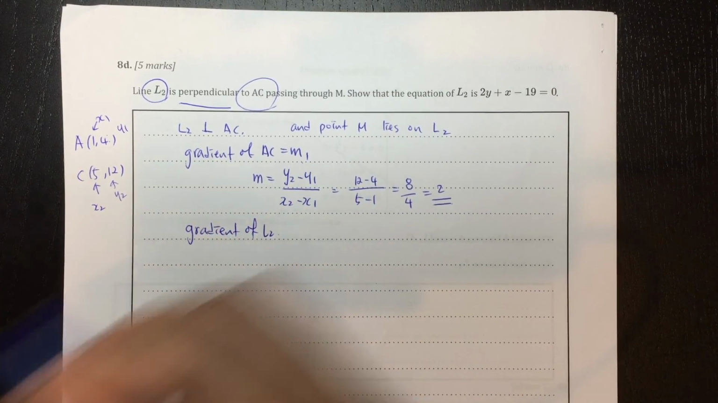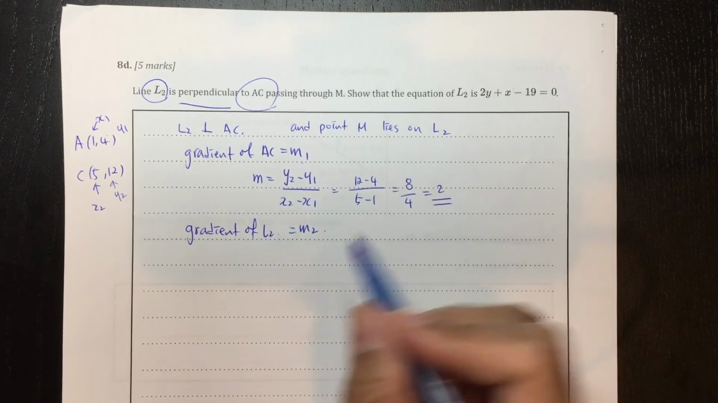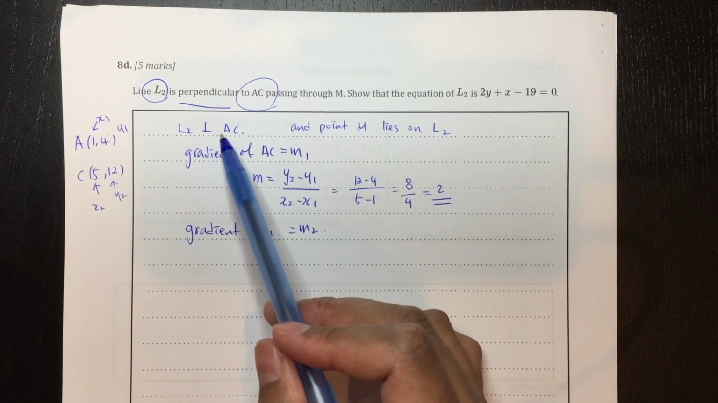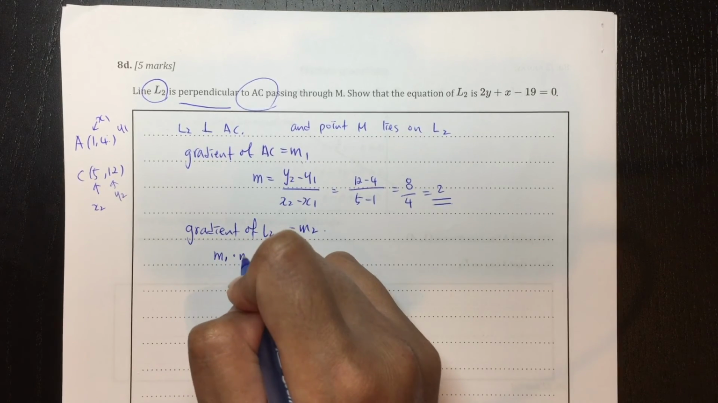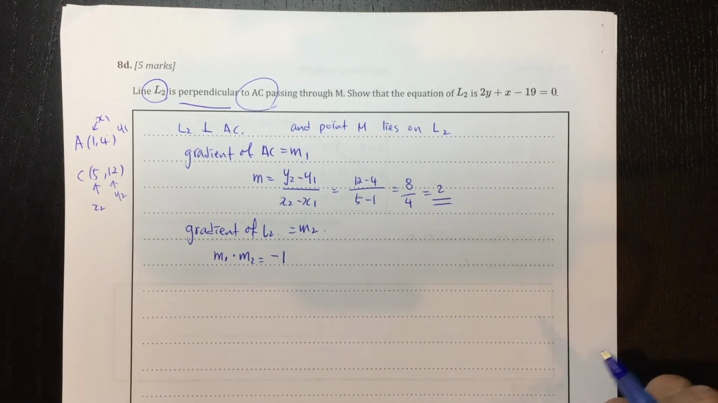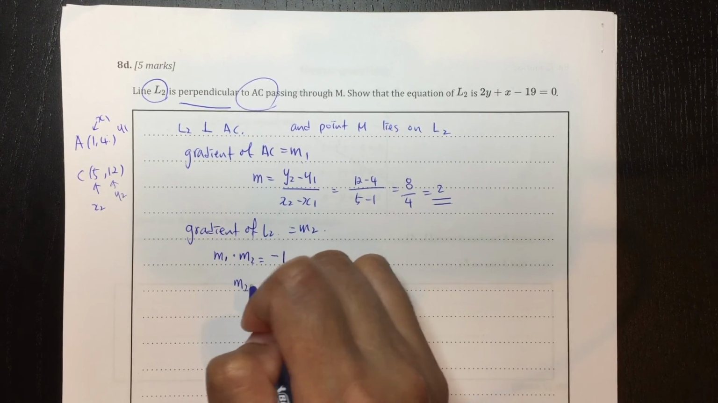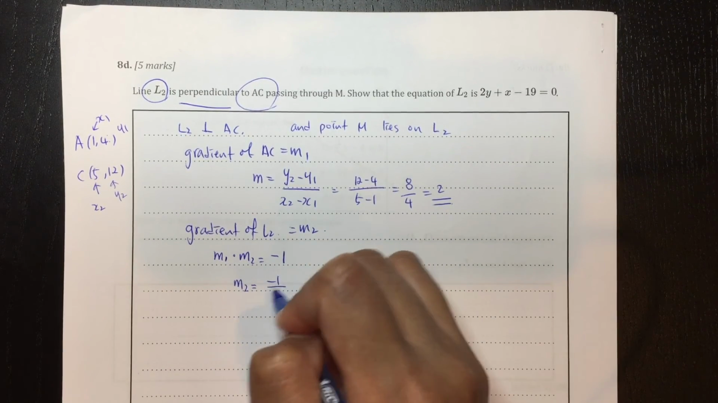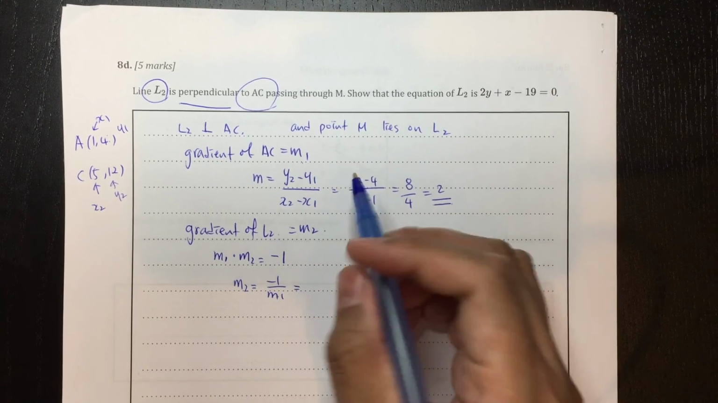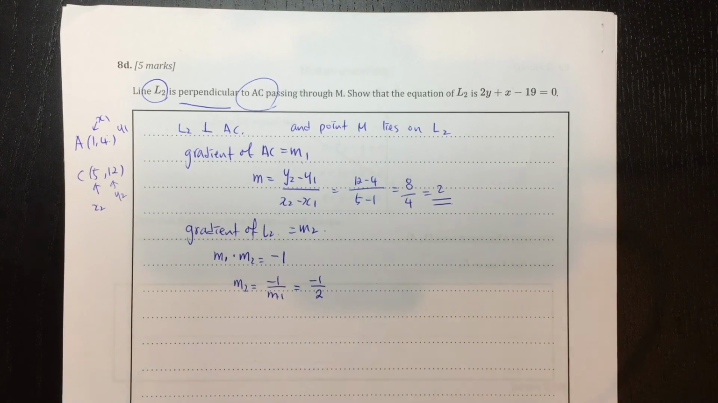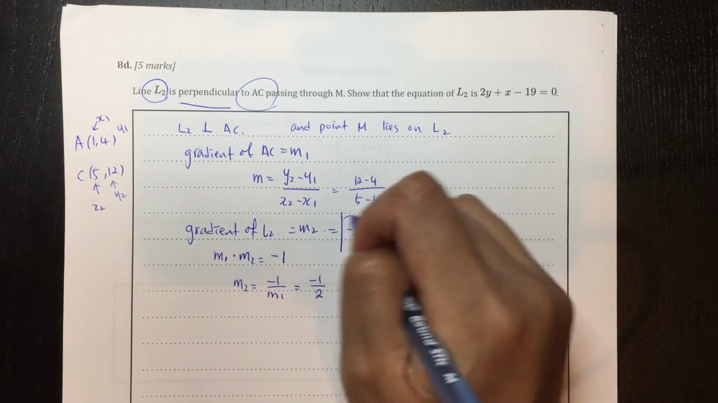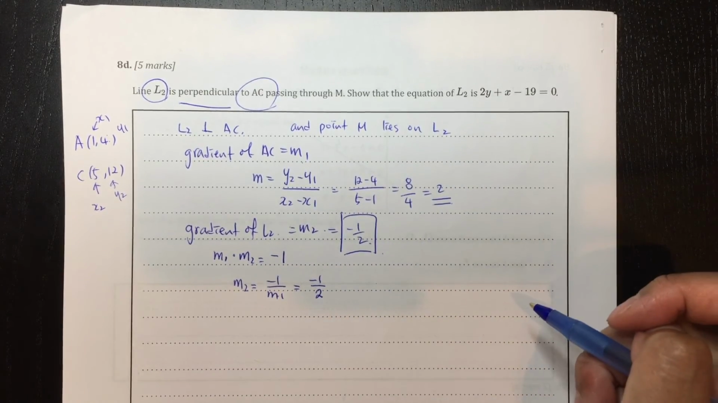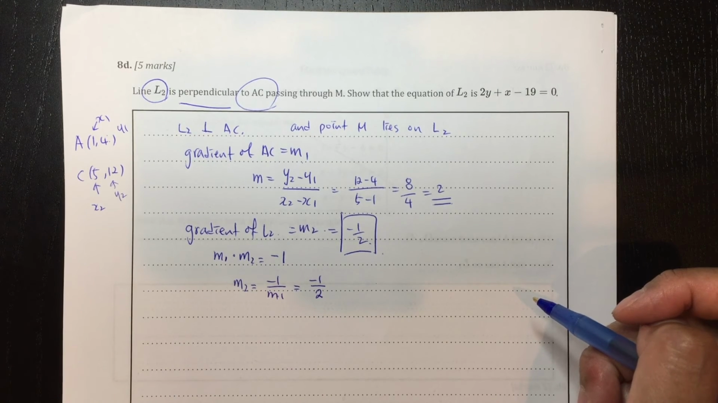Okay, and let's say this is equal to M2. Since L2 is perpendicular to AC, we know that M1 times M2 is equal to -1. So M2 is equal to -1 over M1, which means -1/2 is the gradient of line L2. Okay?